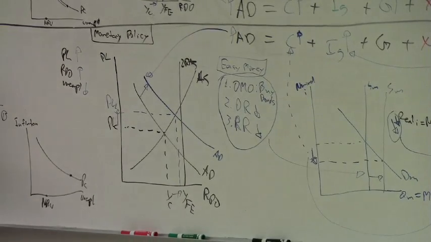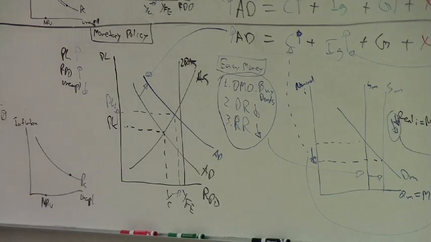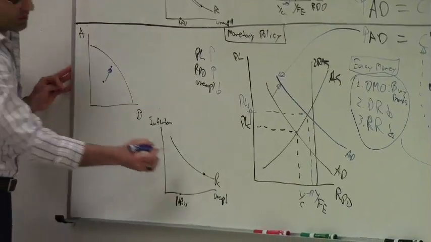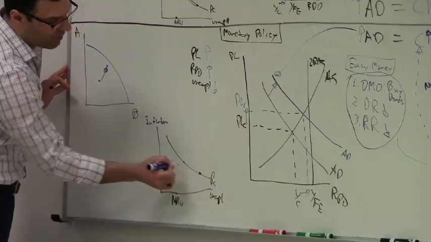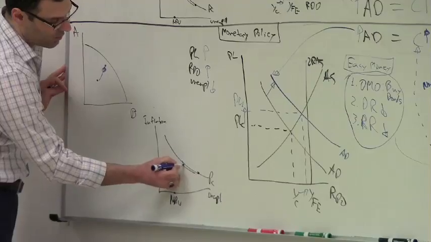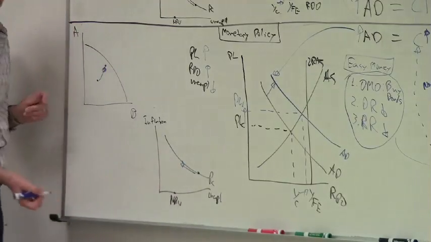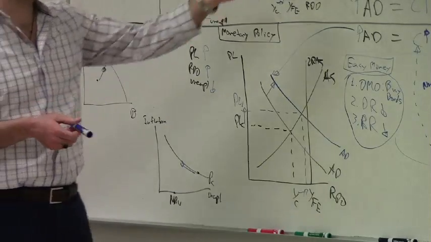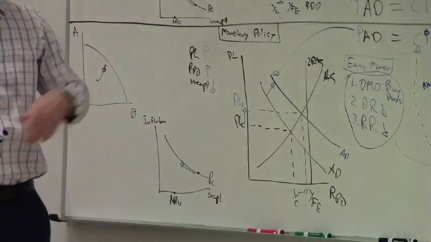Thank you. Okay, and again, the same thing happens with the graphs in here. We used to have a point right here, and then the point moves towards the production possibilities frontier. And we used to have a point right here, and it moves upwards and to the left, up this way, right? Maybe not all the way to the natural rate line.